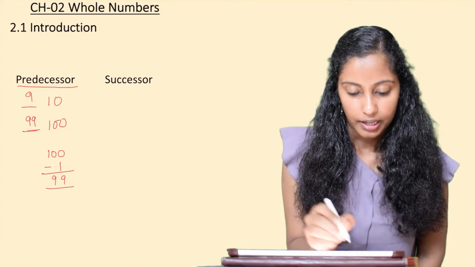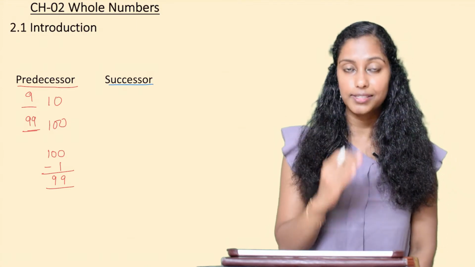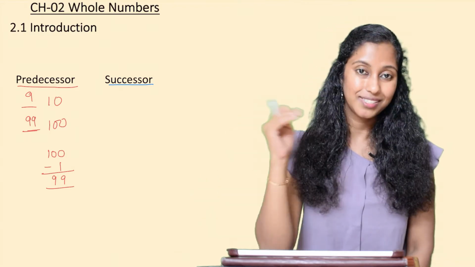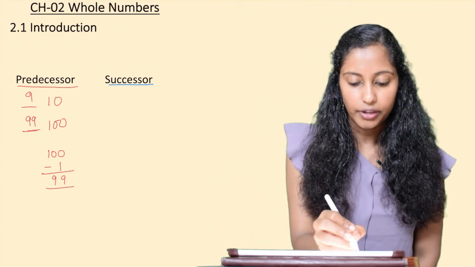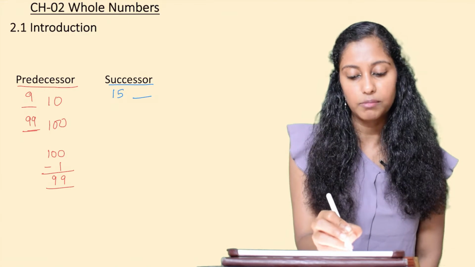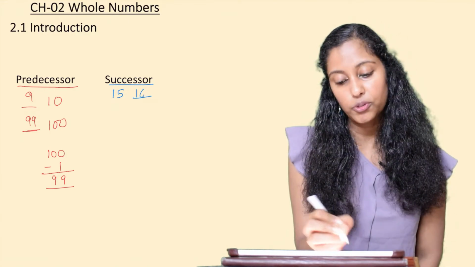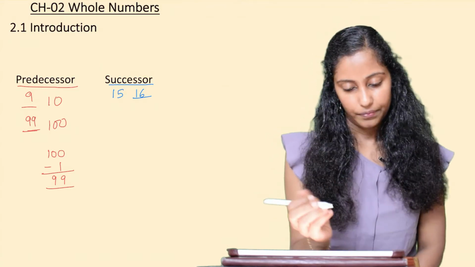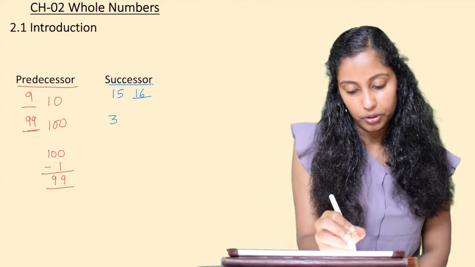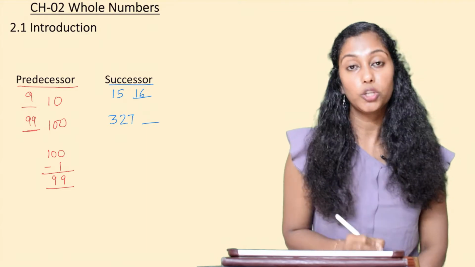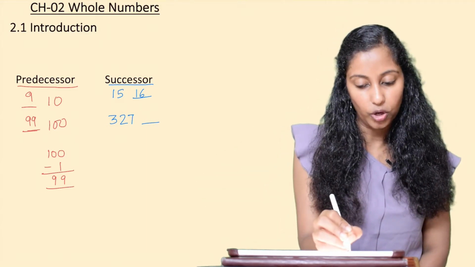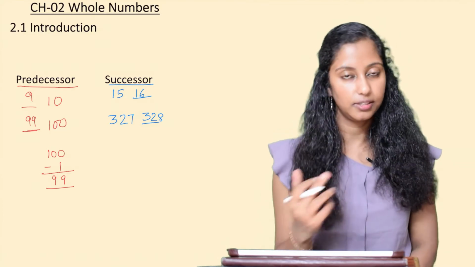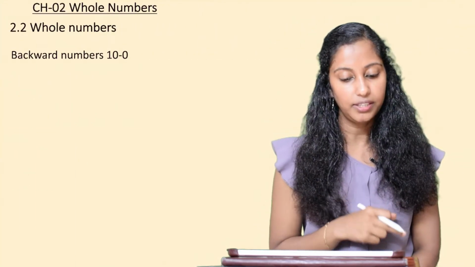Then we have another kind of number called a successor. Successor is the number which comes after, which succeeds another number. For example, there is 15. What comes after 15, or what follows 15, is 16. So 16 is the successor of 15. If I take another example, 327, what follows 327, or what comes after 327? 328. So 328 is the successor of 327.